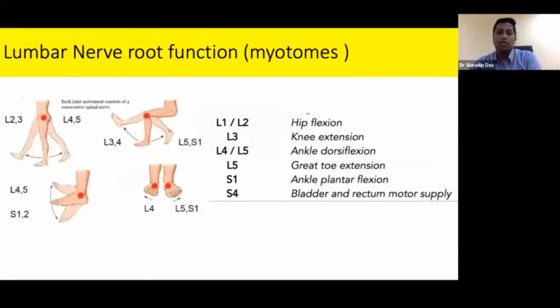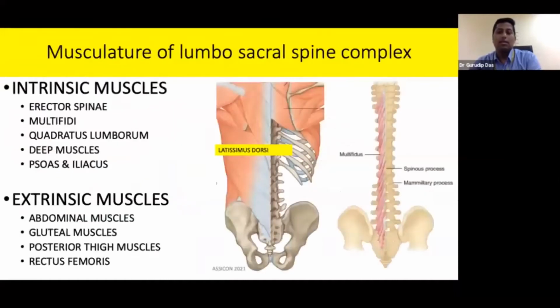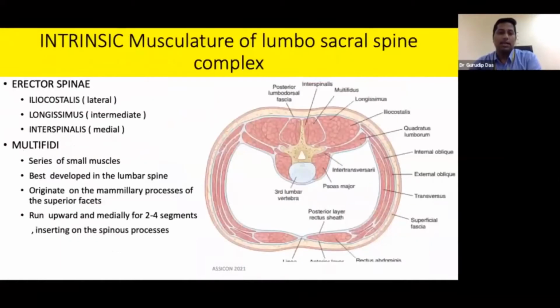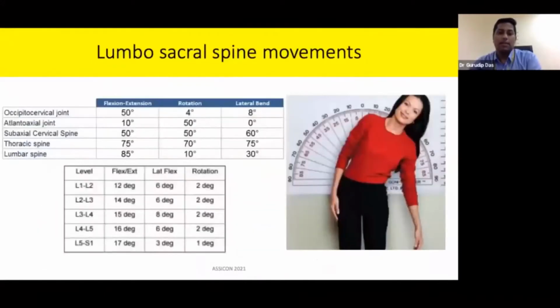For example, the L3 nerve root supplies the knee extension, the L4 nerve root the ankle dorsiflexion, and the L5 nerve root the great toe extensor. The muscles of the lumbar spine are broadly divided into intrinsic and extrinsic groups. The intrinsic group includes the erector spinae and the multifidus, whereas the extrinsic group includes the abdominal and the posterior thigh muscles. The erector spinae is a very important muscle that has to be noted and studied. The lumbar spine movements are mainly flexion, extension and lateral bending. Because of the presence of sagittally oriented facets, rotation is not greatly possible in the lumbar spine.